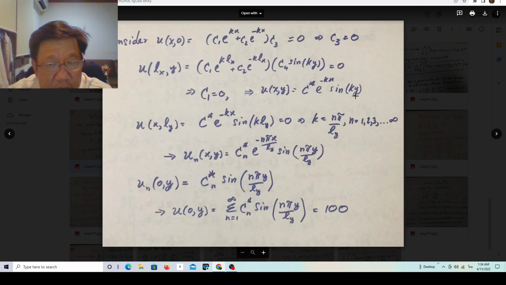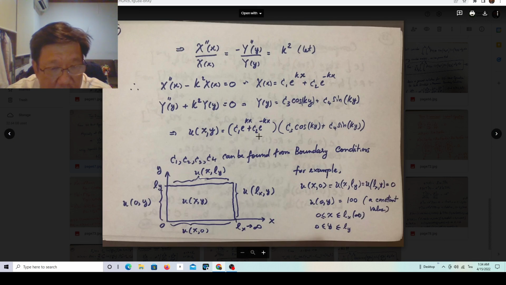Okay, this is the remaining term. You can see that c star over here is a multiplication of c sub 2 times c sub 3, because c sub 1 is 0 and c sub 4 is 0, so u of x,y only has these two terms multiplied to each other: c sub 2 e to the minus k times x, times c sub 3 cos of k times y.